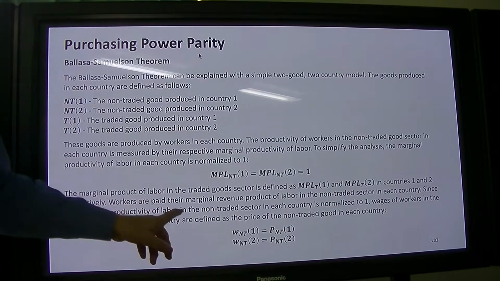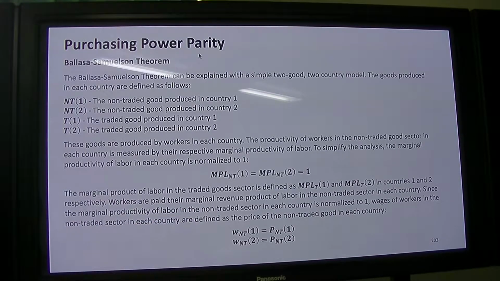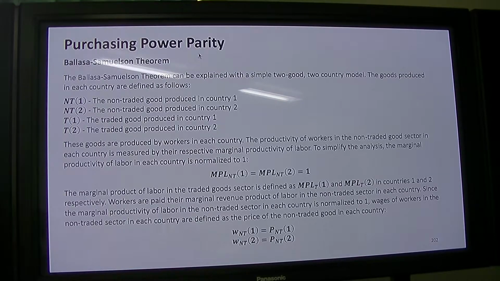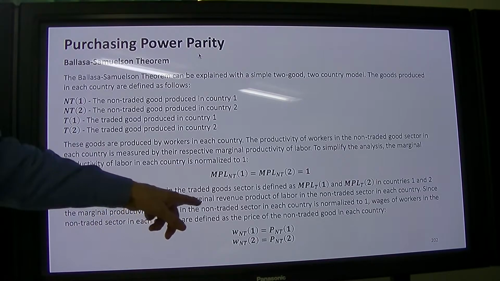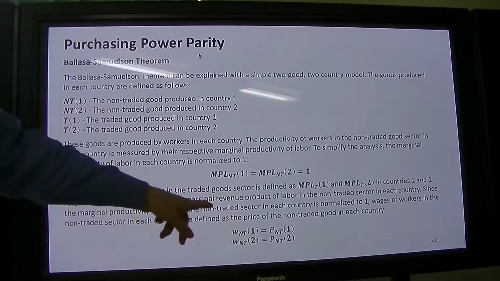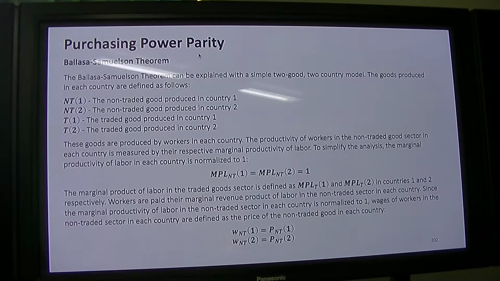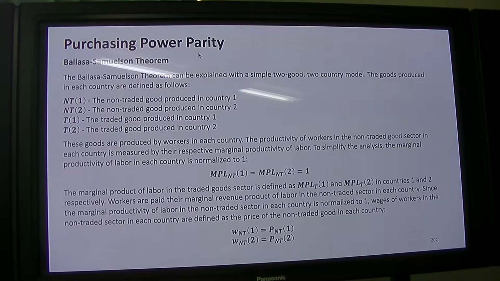And one of the things you'll learn when you take microeconomics is that workers are paid what's called their marginal revenue product. So if you add a worker, what's the extra goods that they produce, and then what is the price of that good? That's what you can pay them. That's what you can pay the worker.